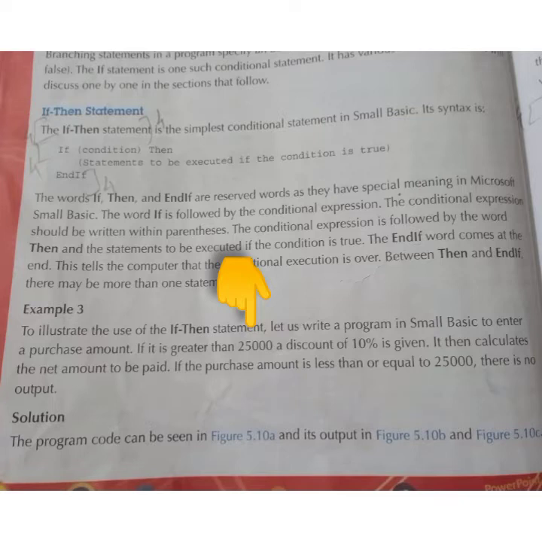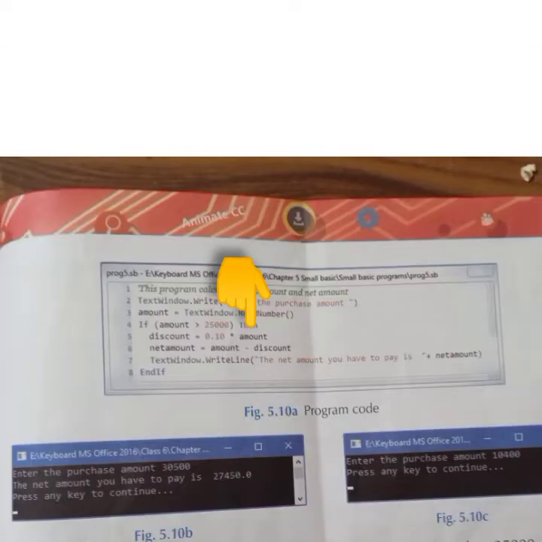So according to the conditions, I am going to explain the program they have written, line by line, okay? Look at the screen. The first line is a comment line, okay? The compiler ignores this one. It is only an explanation about the program. After the single quote, we have given that this program calculates the discount and net amount. Come to the second line: TextWindow.Write, Enter the purchase amount. So within the double quotes I mentioned Enter the purchase amount, okay?